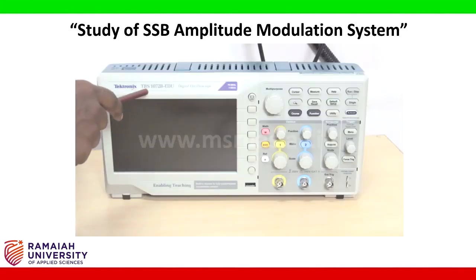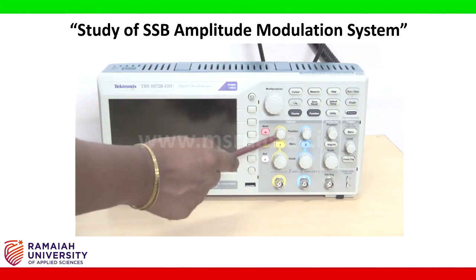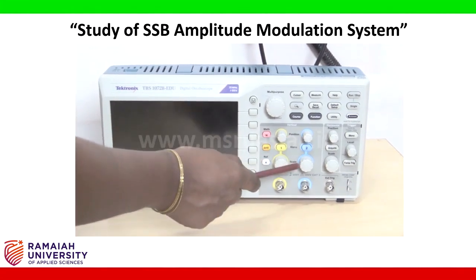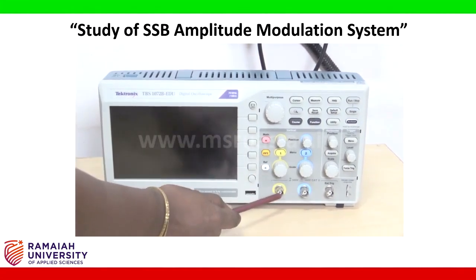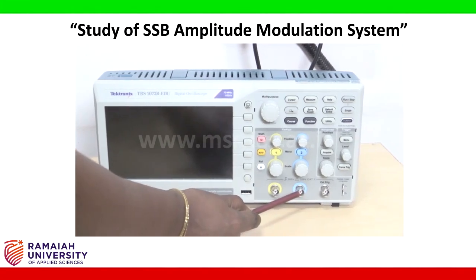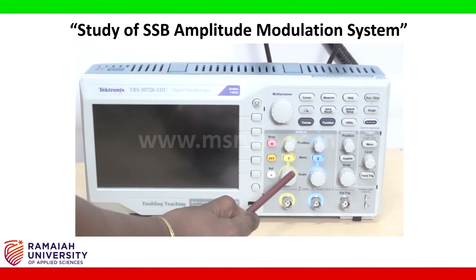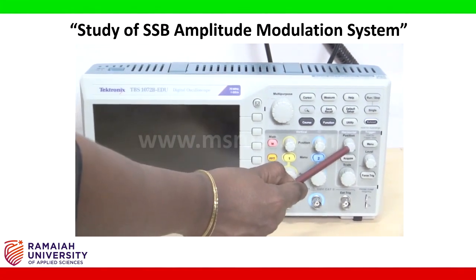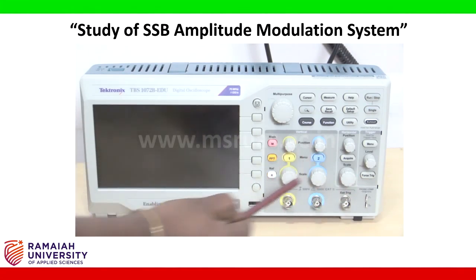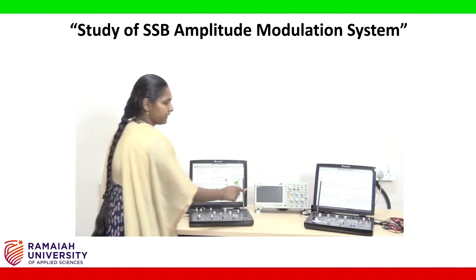CRO. This is CRO. In this CRO, we have two channels. These controls are for channel 1. These controls are for channel 2. Channel 1, we have to provide input through this. Channel 2, input should be provided through this. These two are used for position control, and even this one can be used for position control. This is time scale. These are voltage scales. This is the on and off button for the CRO.